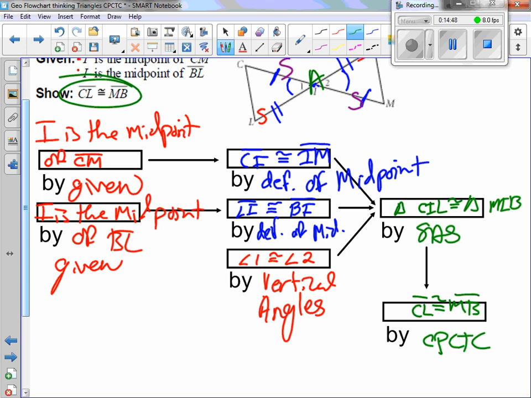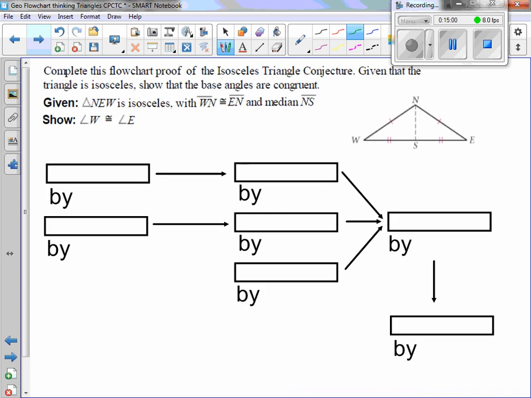Any questions on any of this here so far? I think we have 2 left. I think so, yeah. 3 left. Oh, boy. Okay.